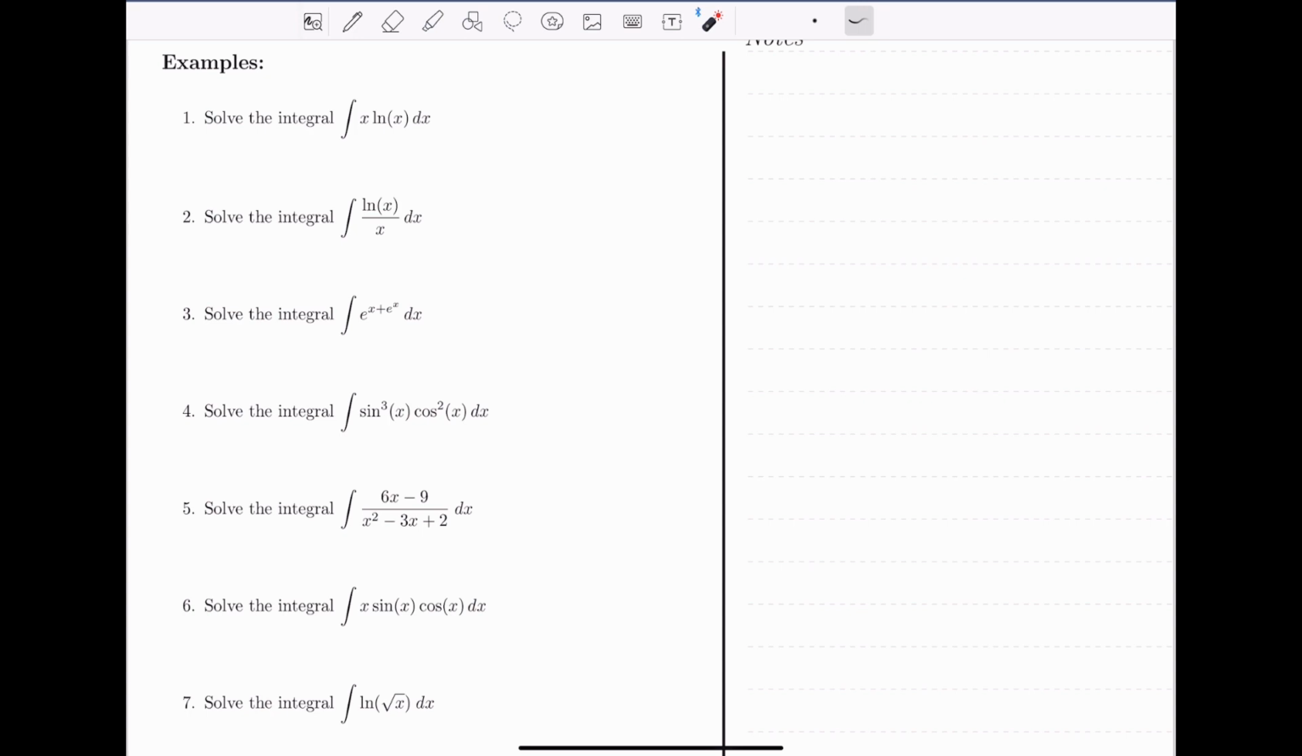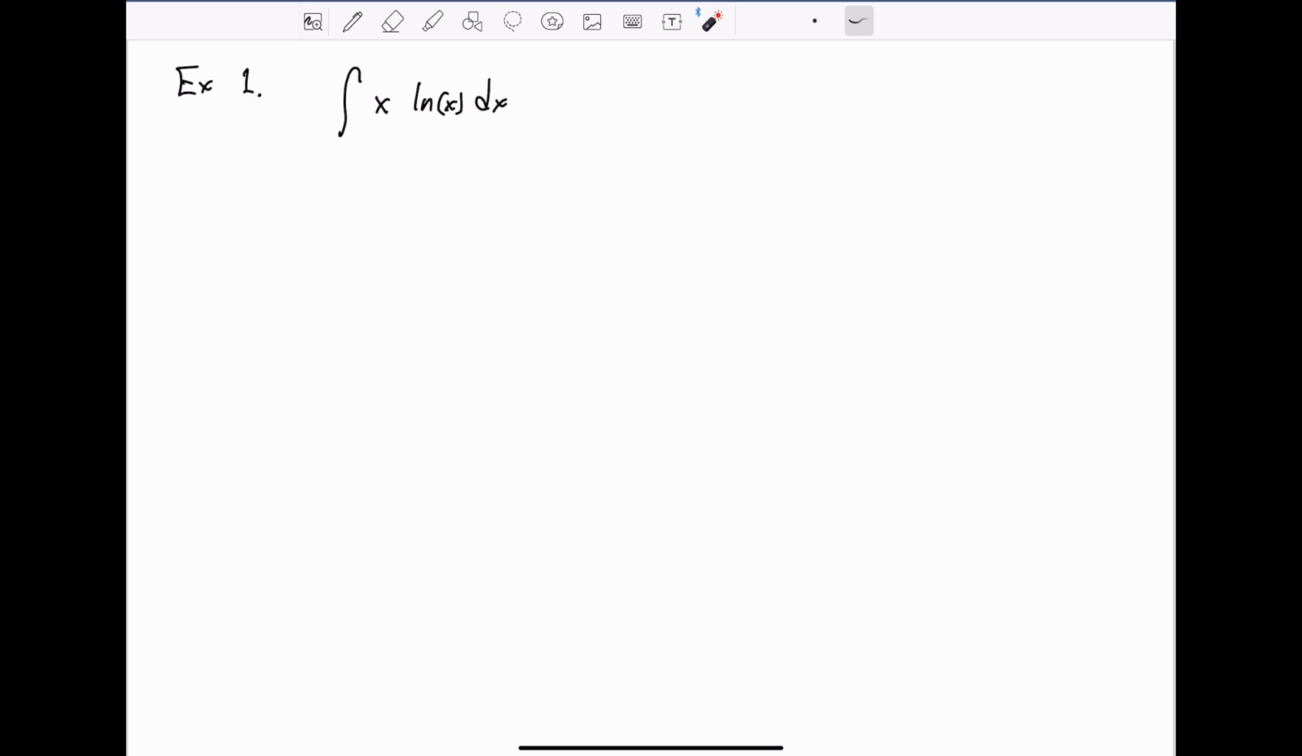And I strongly encourage you, as we work through these examples, to pause the video before I work through the solution. See if you can get to the same solution. If you get stuck, that's okay. You'll still be learning from it, and it will be very effective to help you master the integration techniques. So let's take a look at example 1.